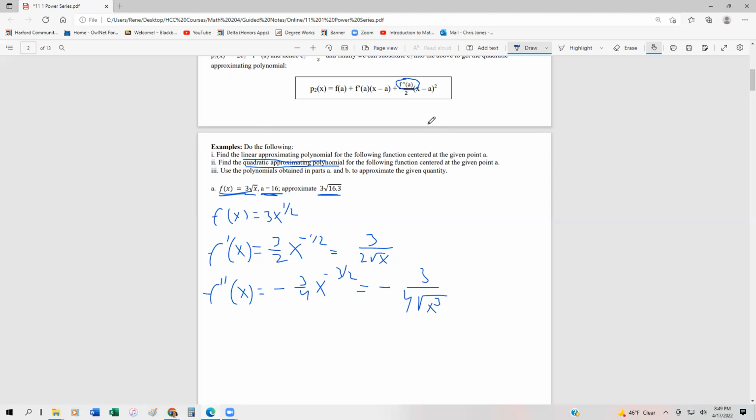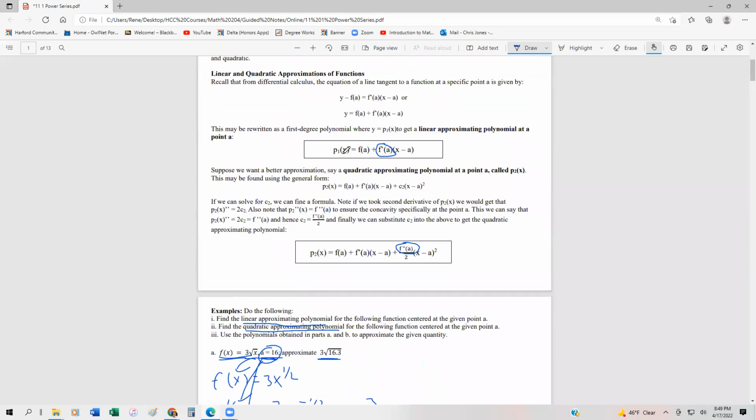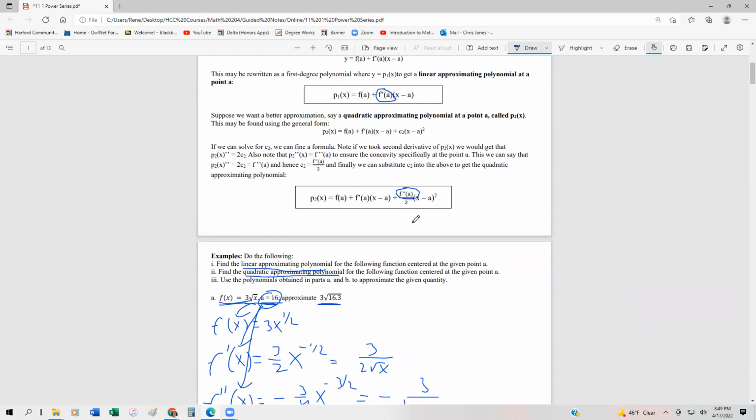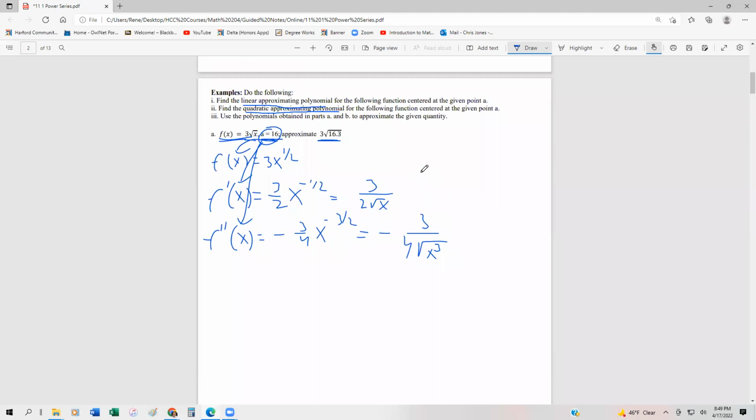Now, we're going to substitute 16 back in to all of these values. And then we're going to use those to put together our polynomials. Okay, so our p sub 1 and our p sub 2, which are going to be our linear and quadratic approximating polynomials. Okay, so we can see that f at 16 is going to be 3 roots of 16, or that's going to be 12, 3 times 4.